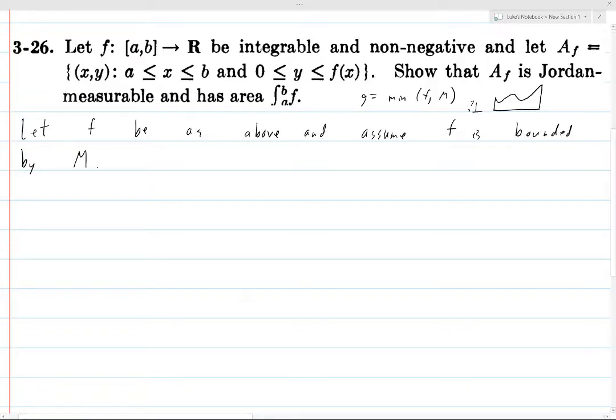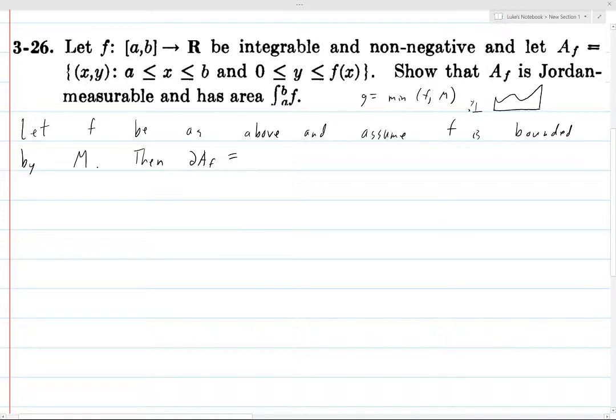So, what is the boundary of AF? And this, we can sort of just look at the set and see what it should be. Well, you've got this vertical line. We have 4 segments. We have this vertical line on the left, a vertical line on the right, a flat line on the bottom, and then you've got the actual graph of the function on the top.